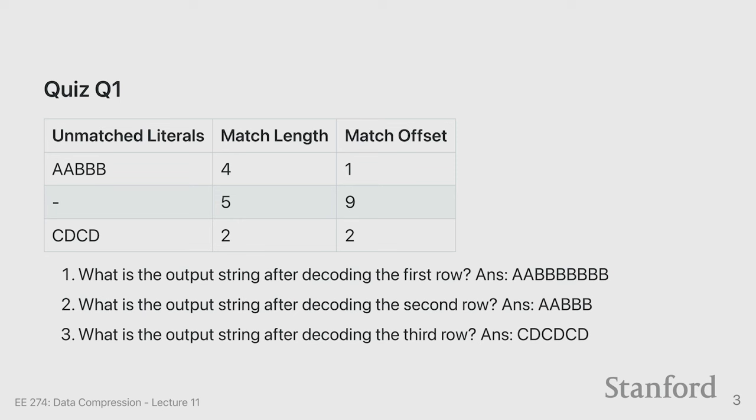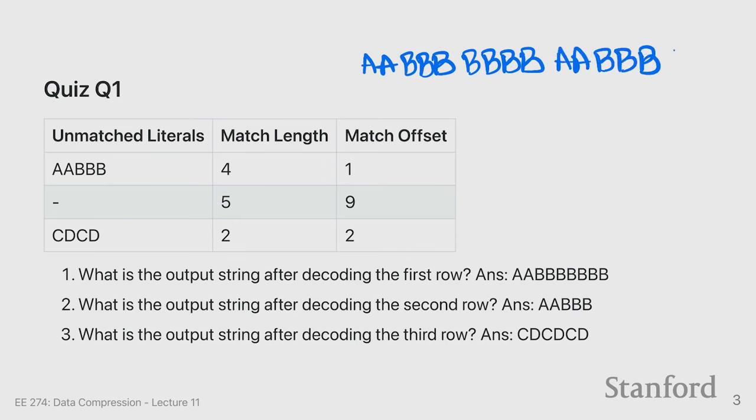Something which I want to highlight, and somebody asked this on Ed, I'm not sure if it was a private post or not, but I think this is a good question. If I looked at this string, the final string which I would have gotten would have been AA triple B, then 4 more Bs, then again AA triple B, and then CD, CD, CD, okay? This would have been the input string. And then we got this decoding table here, right?